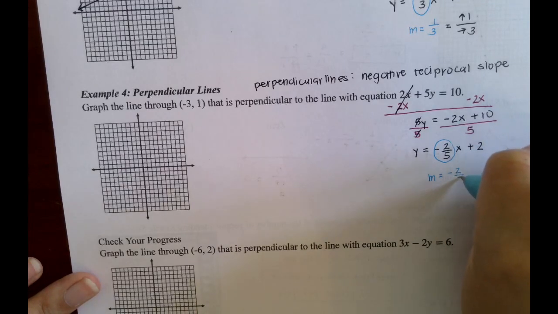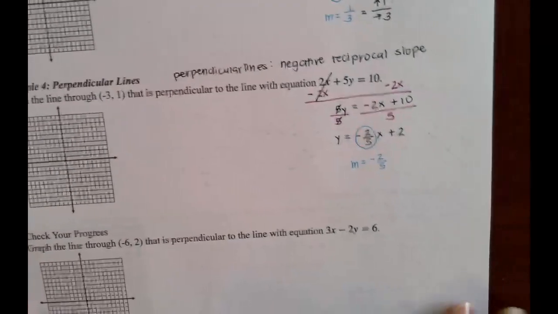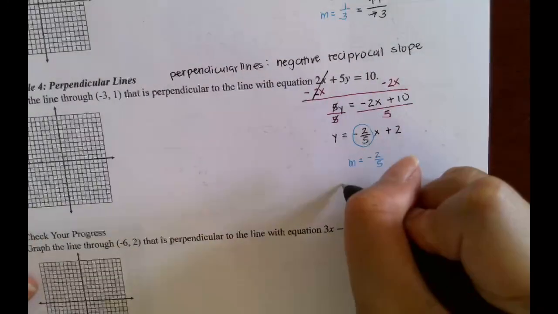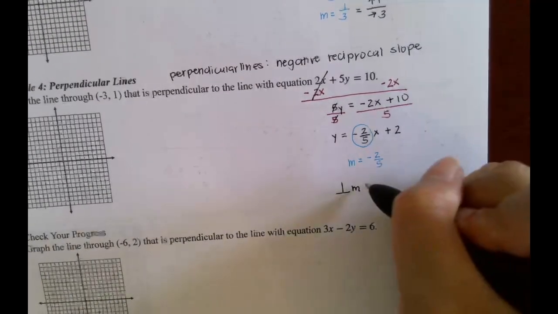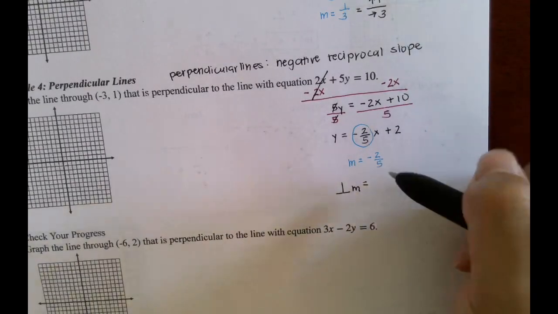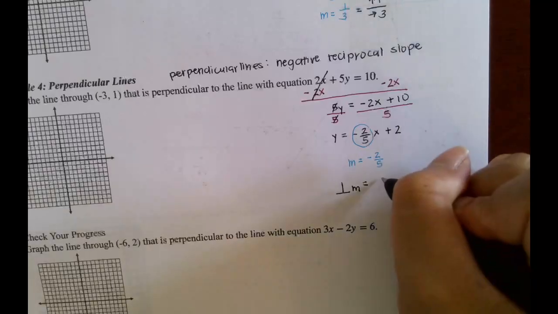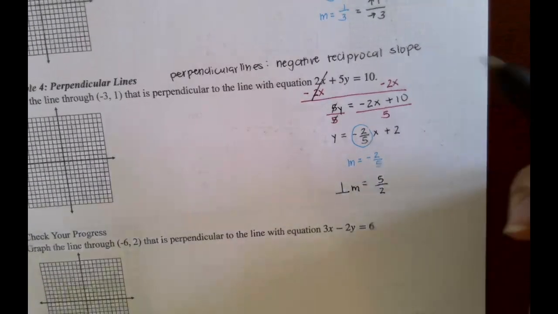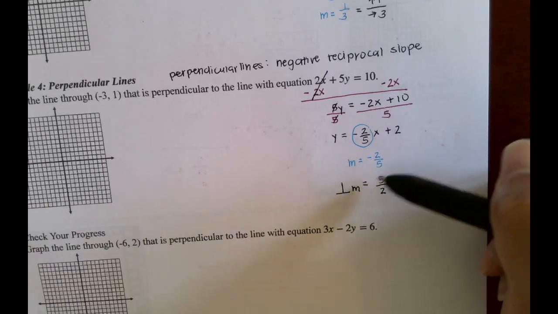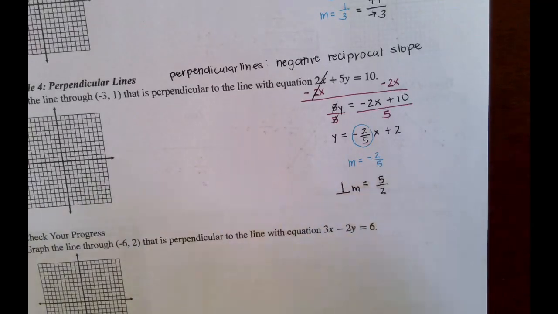negative 2/5. And so as a result, the perpendicular line will have a negative reciprocal slope. Reciprocal means to flip. So instead of 2 over 5, it's going to be 5 over 2. And then the negative part just means opposite sign. So since this one is negative, this one is going to be positive.